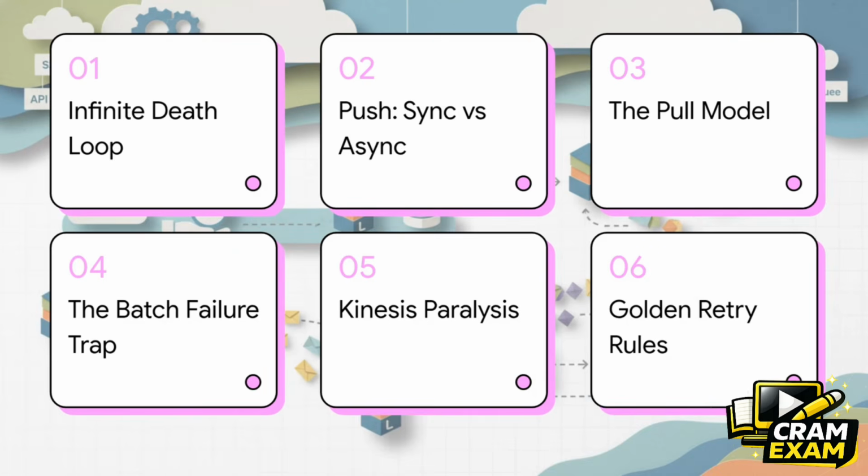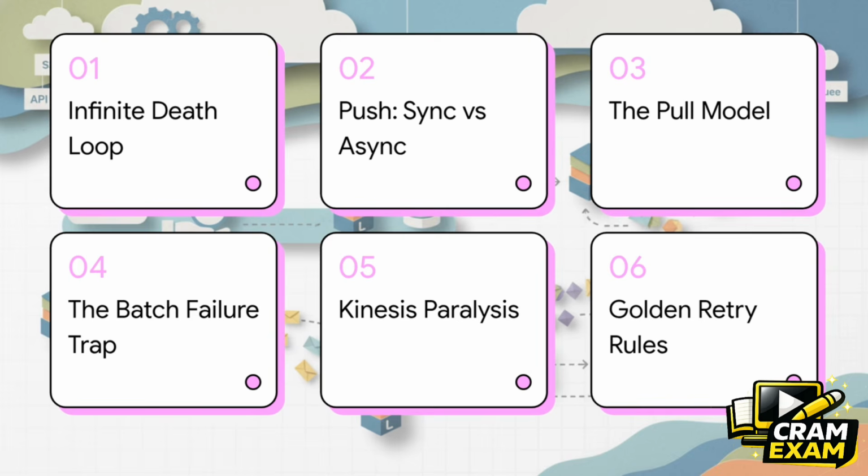Okay, let's dive into our agenda for this explainer. We're going to cover Section 1, the infinite death loop. Section 2, push, sync versus async. Section 3, the pull model. Section 4, the batch failure trap. Section 5, Kinesis pipeline paralysis. And finally, Section 6, the golden retry rules.